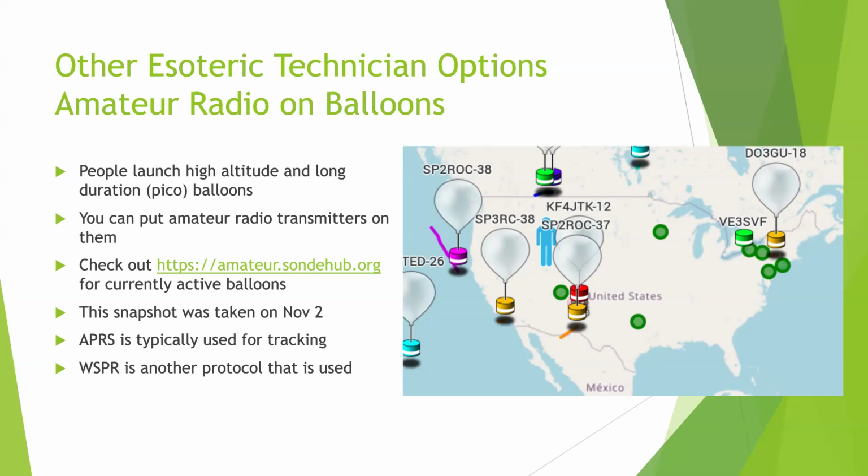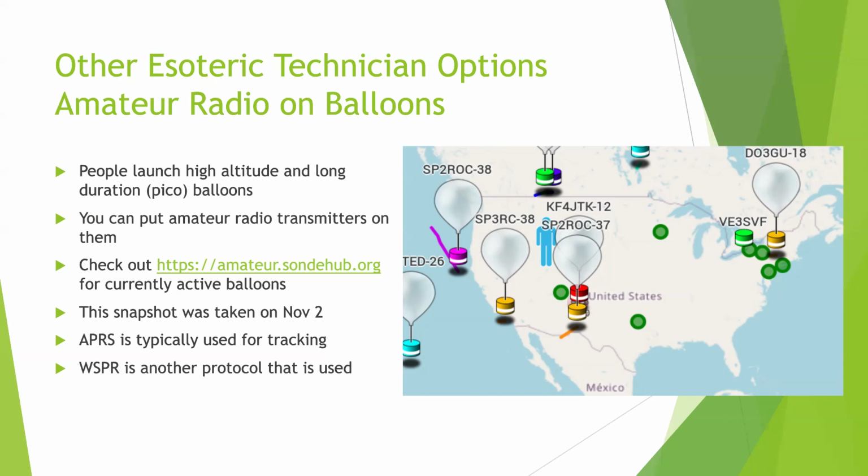Typically, these will use APRS for tracking. They may use it on the regular APRS frequency. They may use a separate frequency specific for the ballooning. And Whisper is another protocol that's used. And I don't know a lot about Whisper. I know that it's a super low power setup.